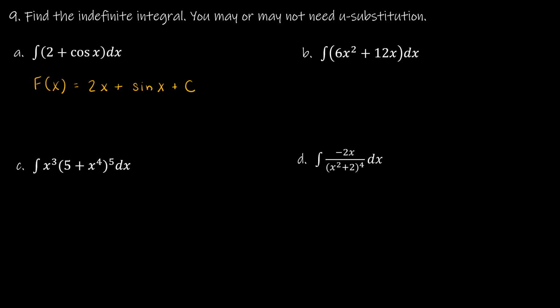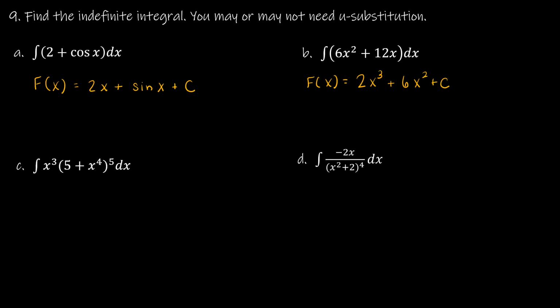Same thing for b. No tricks on this one. Remember, this is kind of like the reverse of the power rule. So this is going to turn into a 3, but that means I have to divide by 3. So it's 6 divided by 3, or 2x cubed. And then same thing, this is 1, so it's going to turn into a 2, which means I divide by 2. 12 divided by 2 is 6, x squared, and then plus c. And you can always find the derivative of that to make sure that you did the integral correctly.